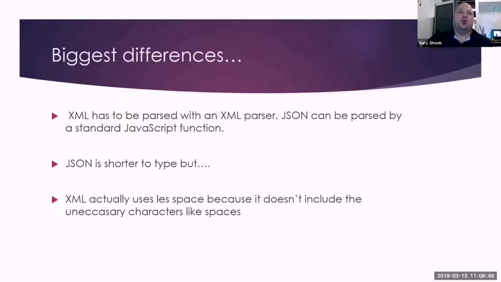All right, so the biggest differences: XML has to be parsed with an XML parser. JSON can be parsed by a standard JavaScript function. JSON is shorter to type, but, as I just said, XML actually uses less space because it doesn't include unnecessary characters like spaces.